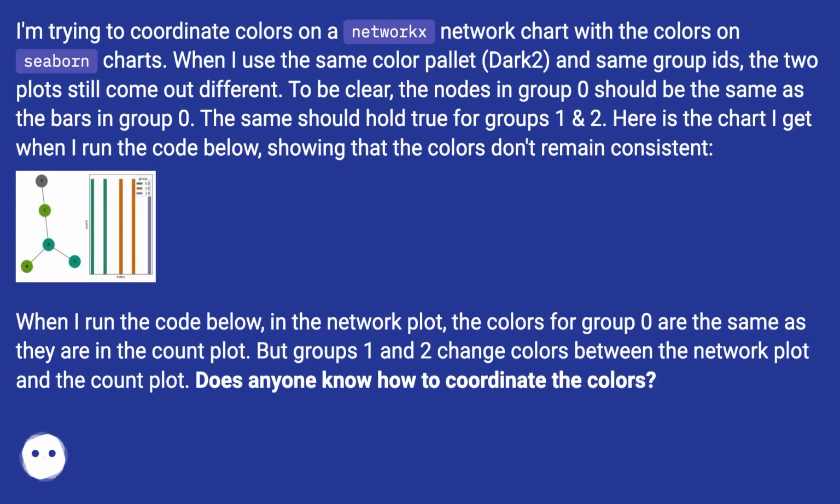Here is the chart I get when I run the code below, showing that the colors don't remain consistent. When I run the code below, in the network plot, the colors for group 0 are the same as they are in the count plot. But groups 1 and 2 change colors between the network plot and the count plot. Does anyone know how to coordinate the colors?